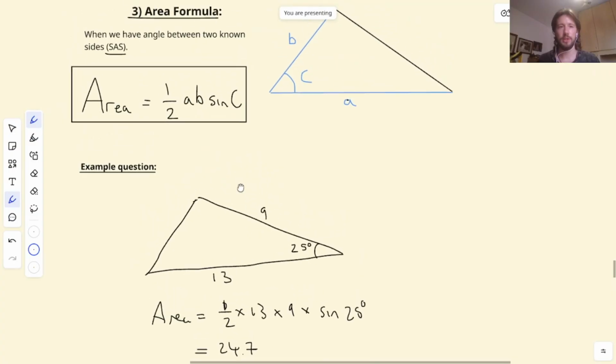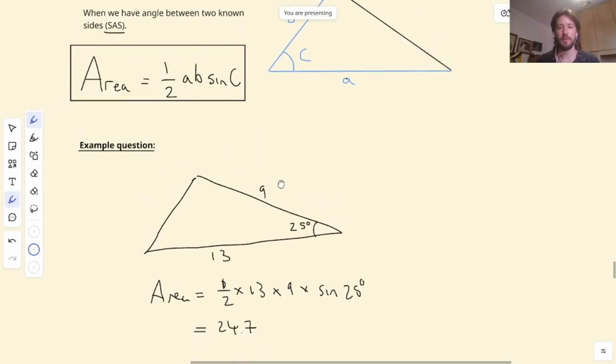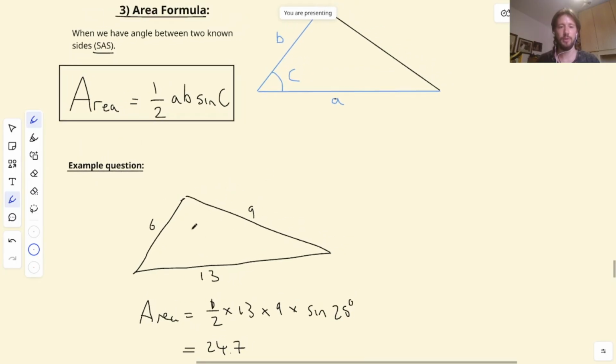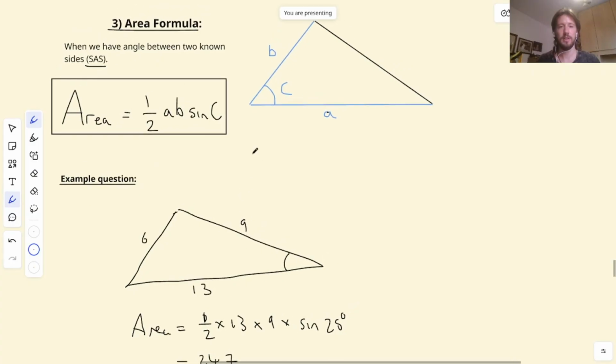Now, not all the questions are going to be this simple for finding the area. For instance, you might be given this last side. Let's give it a value of 6, and we might not be given the angle at all. In that case, if they ask for the area, we first need to find an angle. And we need to do that using the cosine rule that we've seen before. Then, when we have our angle, we can find our area using this formula. So you can see that questions can get hard by mixing the use of all the different formulas that we have.